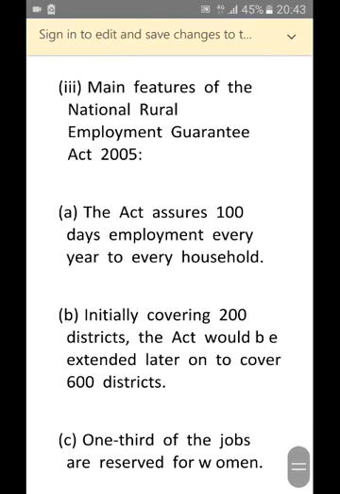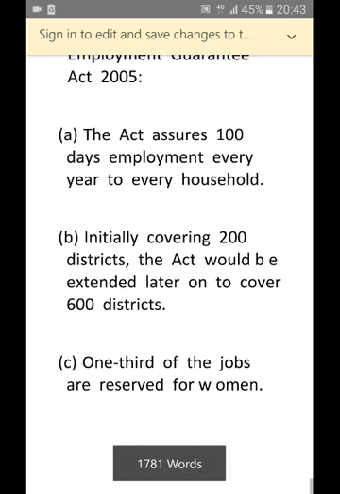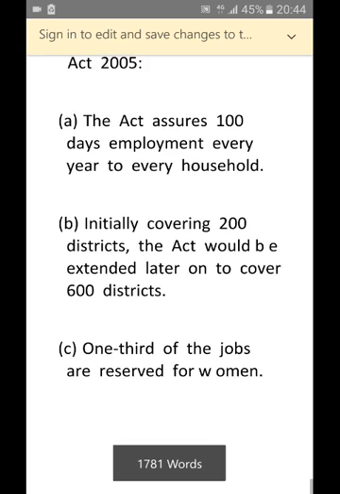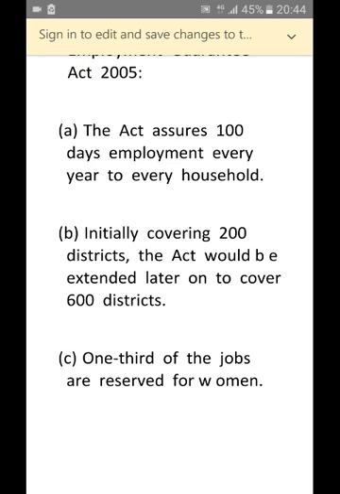Now, the third part of the answer is the main features of the National Rural Employment Guarantee Act, that is 2005. In that, subdivision A: the Act assures 100 days of employment every year to every household. B: initially covering 200 districts. The Act would be extended later to cover 600 districts. Then the third point, C: one third of the jobs are reserved for women.